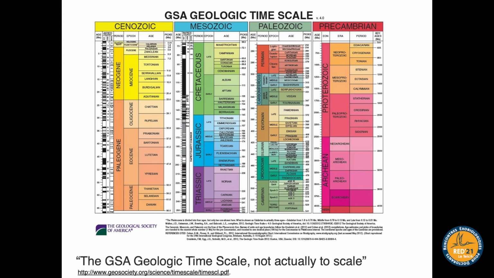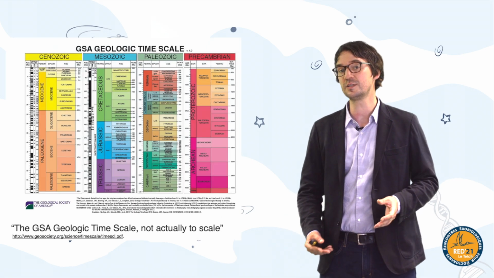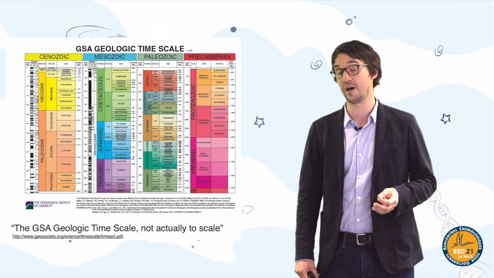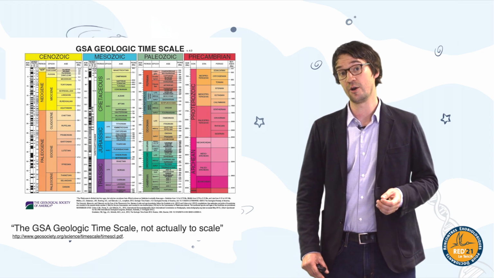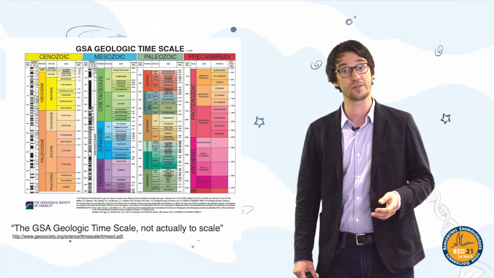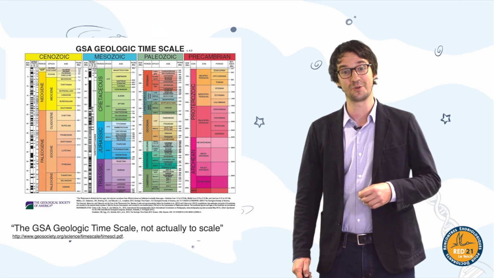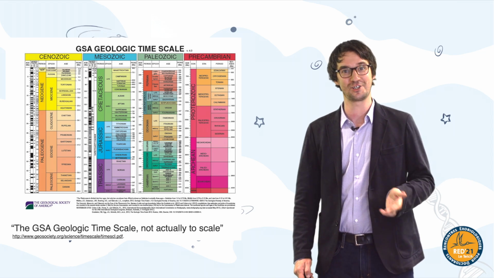Here you have the geological timescale according to the Geological Society of America. What you can see here is that you have the Cenozoic, the Mesozoic, and the Paleozoic defined in great detail, but this only represents about 1/8 of the sedimentary record. On the far right, you see the entire Precambrian, which represents about 7/8 of Earth's history, compressed into one column. So this is the geological timescale, not actually to scale.